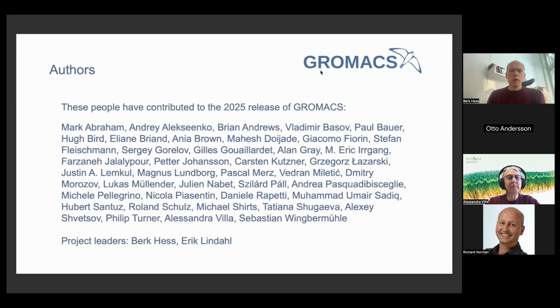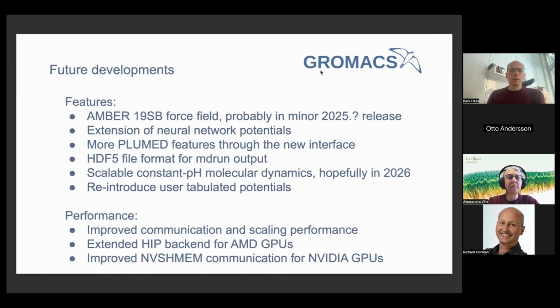Okay, so now a small note on future developments in GROMACS. As already mentioned, the Amber 99 and Amber 19 force fields will probably be added in a minor 2025 release. Also, there's an extension of the neural network potentials for different embedding schemes underway, probably for the next release. There will also be more PLUMED features for the new interface.